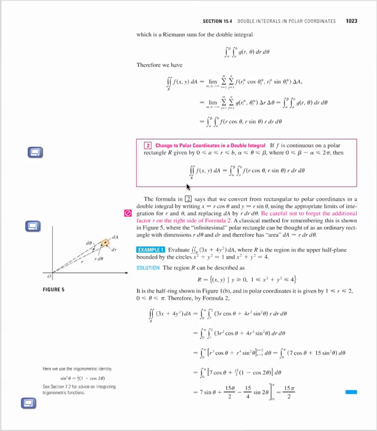You need to know this, that to change to polar coordinates in a double integral, you plug in your polar conversions, x equals r cosine theta, y equals r sine theta, and then you get this extra factor of r before your dr d theta. That's extraordinarily important. If you forget that, that's a big problem.